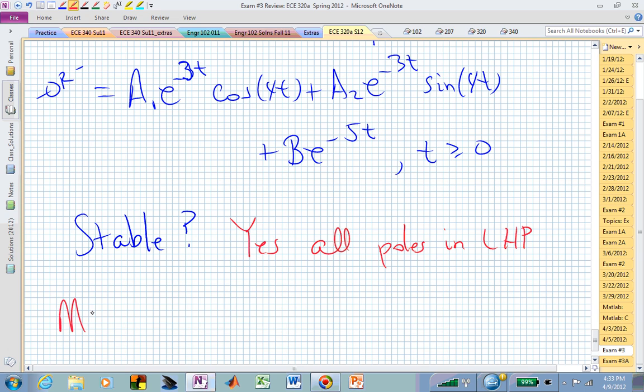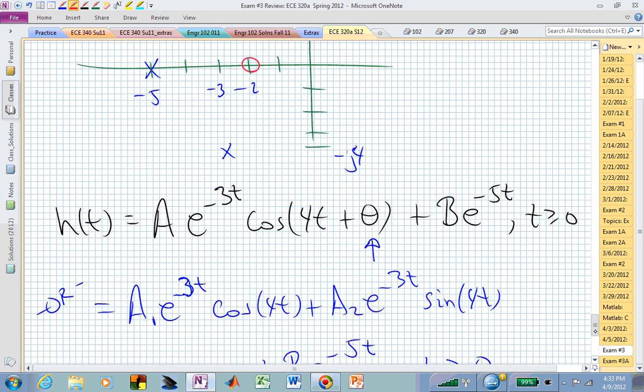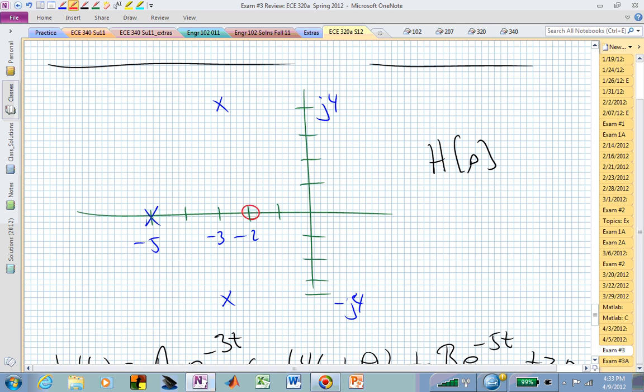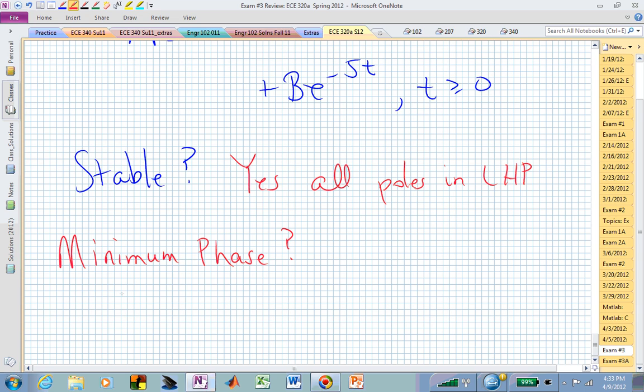Here's something, have we talked about this? I haven't really emphasized this, but when we start talking about Bode plots, we will need to make sure that our system is minimum phase. Do you remember what I defined minimum phase to be? A system is minimum phase if all of its poles and zeros are in the left half plane.